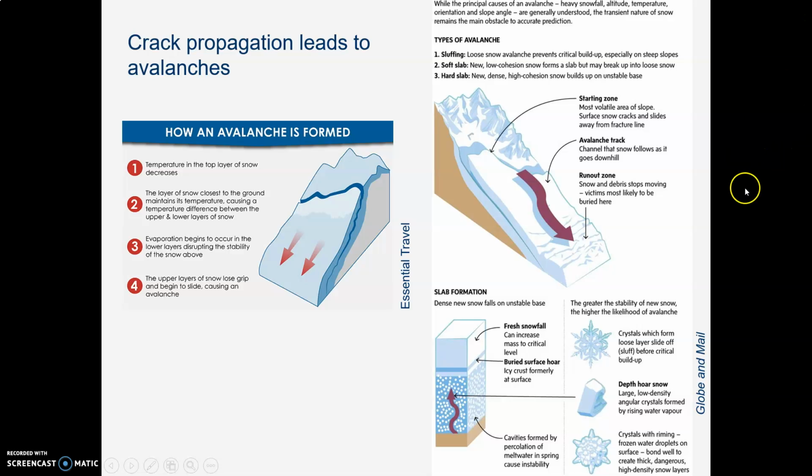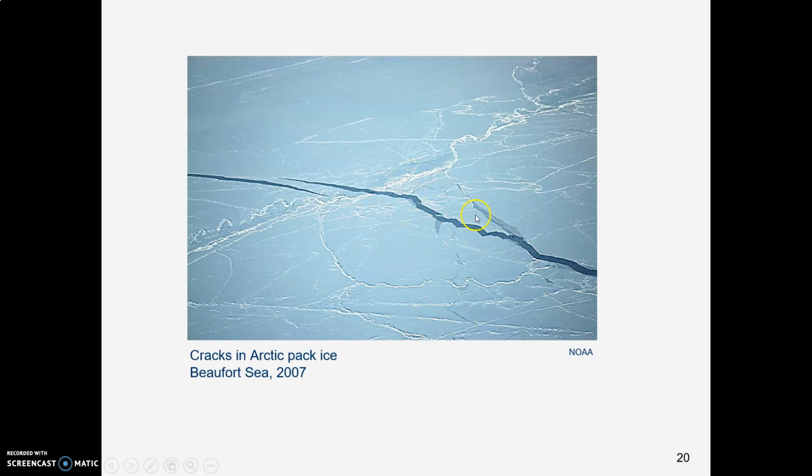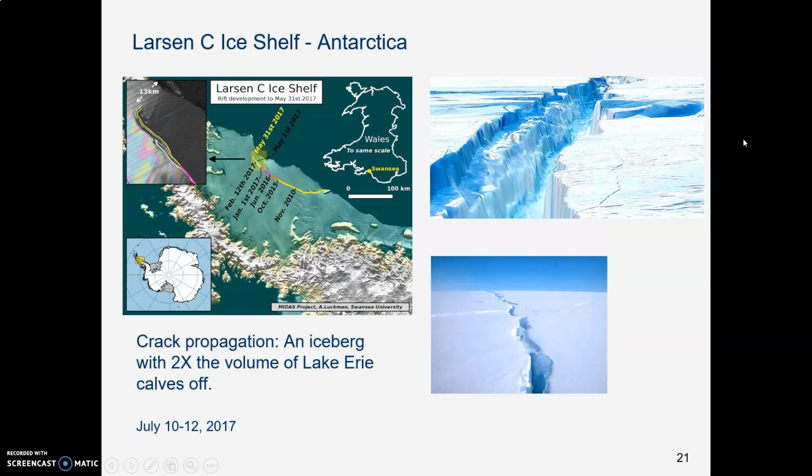Crack propagation causes avalanches to break off. It causes cracks in the polar ice up at the North Pole. It causes glaciers to calve off in Antarctica.